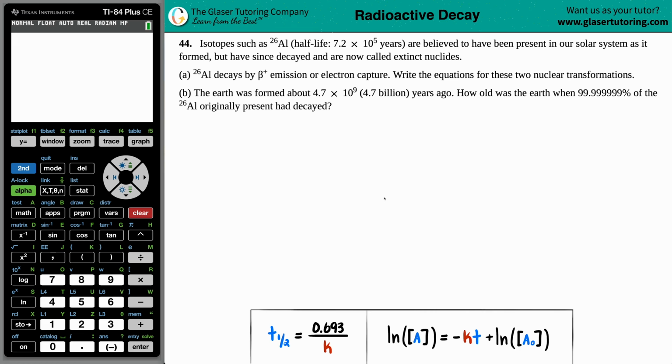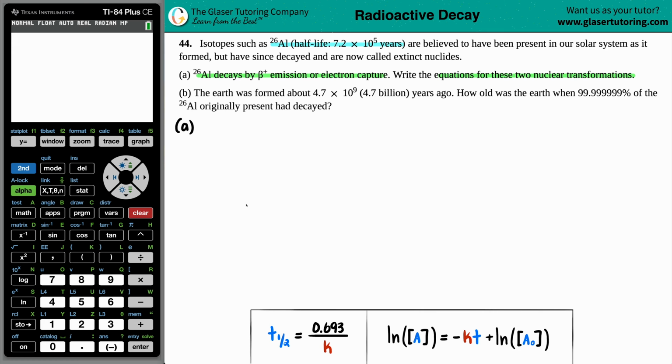Number 44. Isotopes such as aluminum-26, which has a half-life of 7.2 times 10 to the 5 years, are believed to have been present in our solar system as it formed, but have since decayed and are now called extinct nuclides. Cool. So letter A says aluminum-26 decays by positron emission or electron capture. Write the equations for these two nuclear transformations.